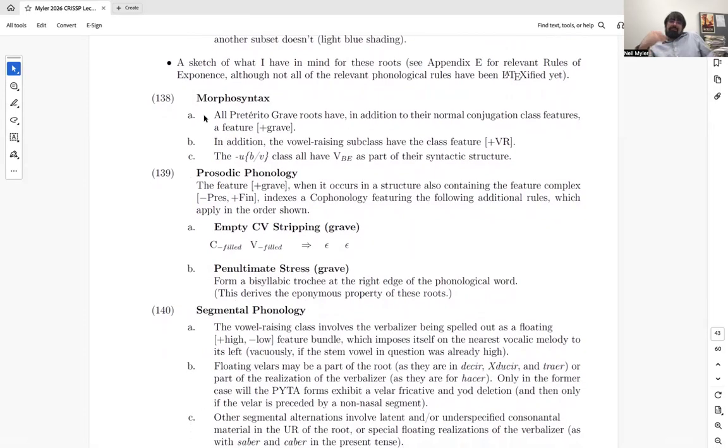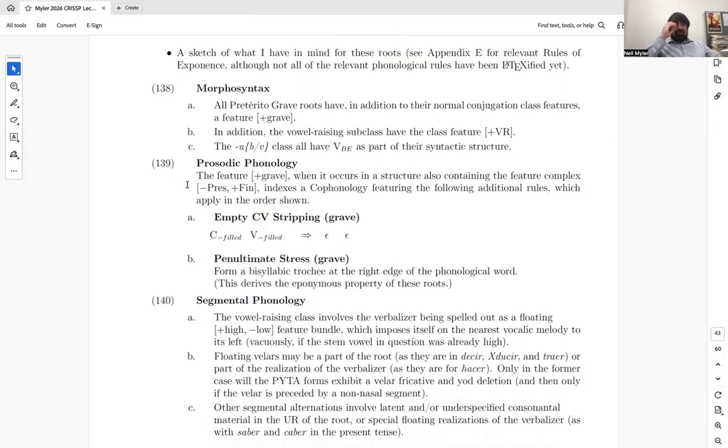The idea will be that all Pretérito grave roots have, in addition to their normal conjugation class features, a feature plus grave, named mnemonically. 138b, in addition, the vowel raising subclass have the feature plus VR, mnemonically named, and the OOV class all have B as part of the syntactic structure. So that part comes from lexical decomposition. And there's going to be a kind of lexical decomposition involved in implementing 138b2, but it's just a decomposition of root and verbalizer that's relevant there. There's some special prosodic phonology in the sense that it has to do with the timing tier and the metrical grid.